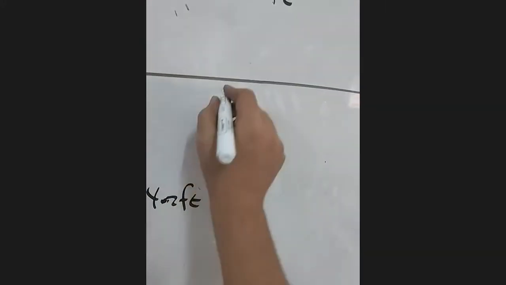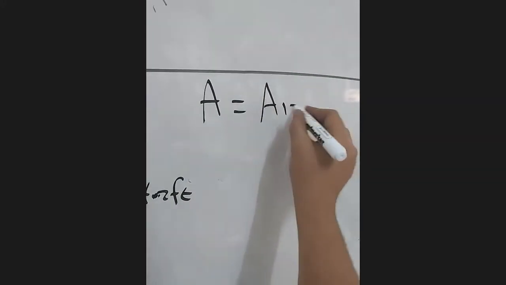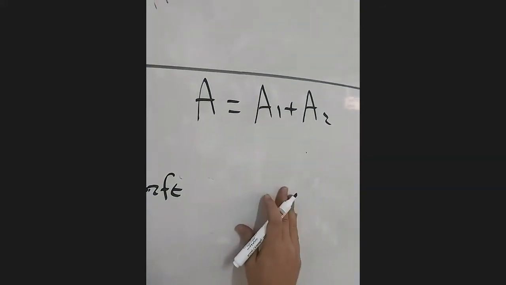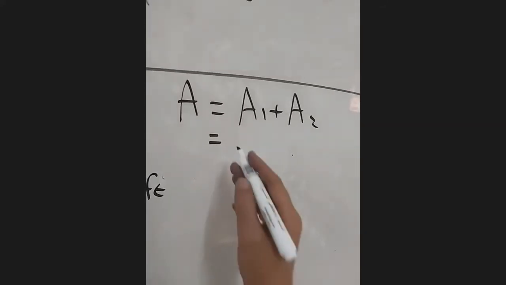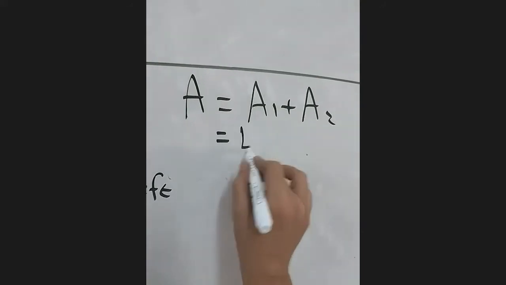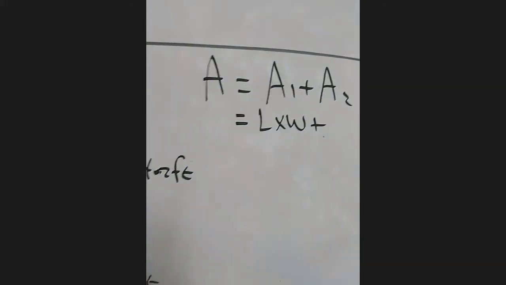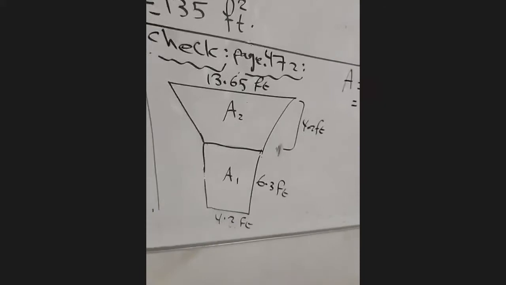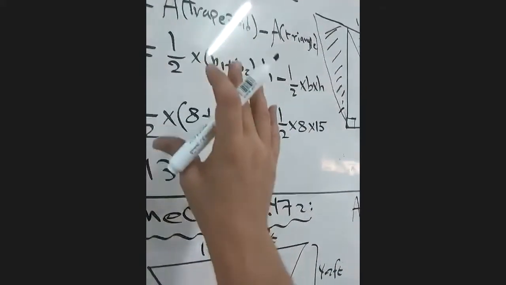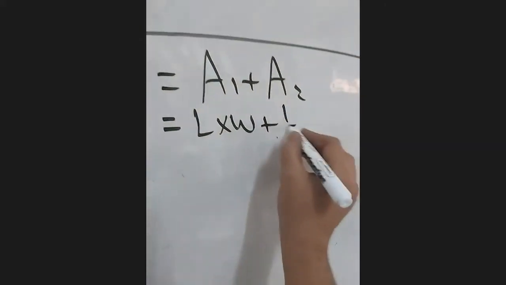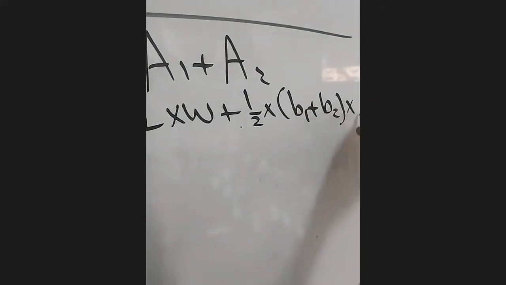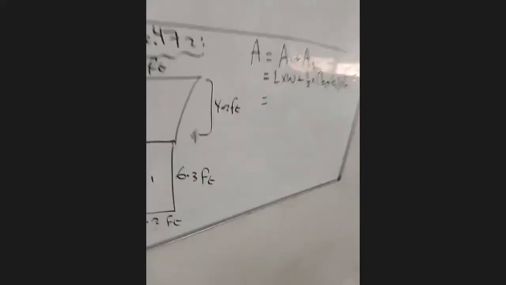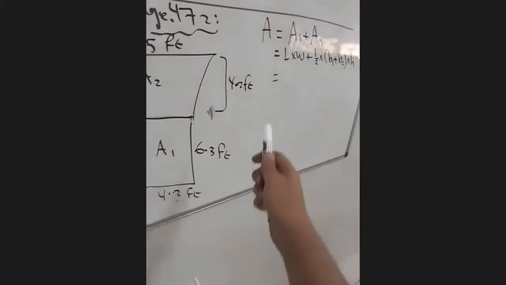Let's find the whole area now. The whole area is A1 plus A2, right? A1 is a rectangle. Do you know the area of the rectangle? Yes, length by width. Memorize the formulas. The area of the trapezoid, we did it here if you remember: half multiplied by B1 plus B2, multiplied by the height. Right? Let's find them quickly. I'm running out of time.